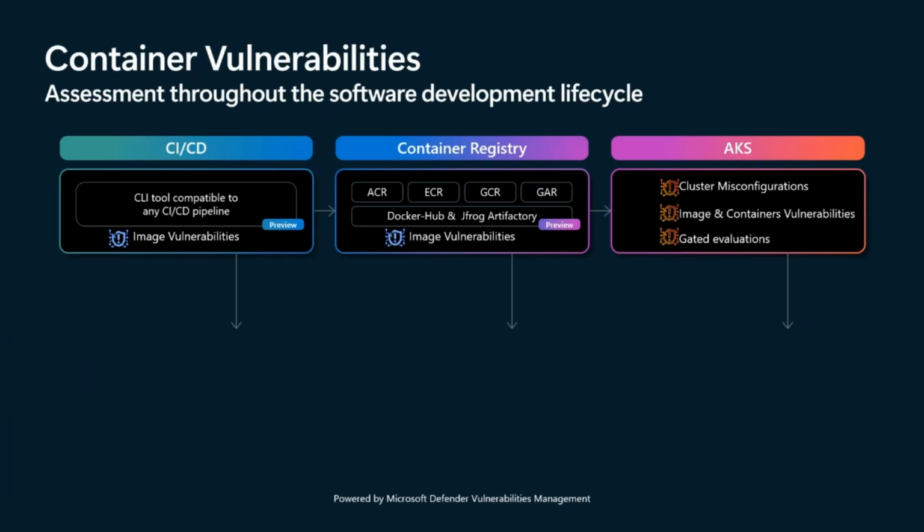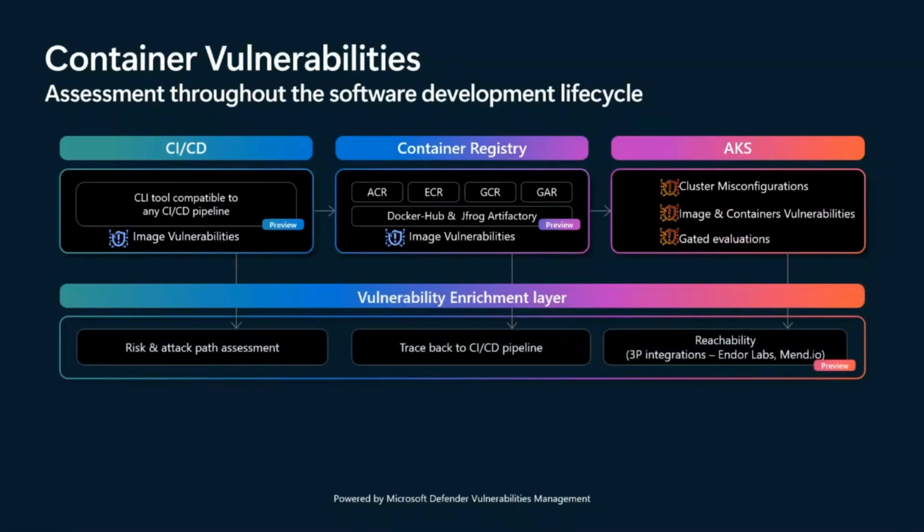Next layer is the container registry. We are continuously scanning centralized container registries, your ACR, ECR, GCR, Docker Hub, and JFrog Artifactory, to identify security threats. Defender continuously scans those images for vulnerabilities even after they're built and stored. When images are deployed to AKS, Defender assesses cluster misconfigurations, image and container vulnerabilities, even for running containers, and runs gated evaluation before deployment for risk control.